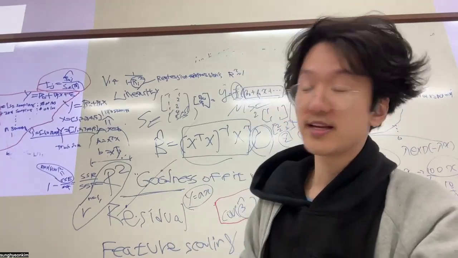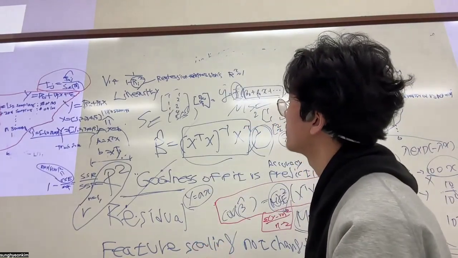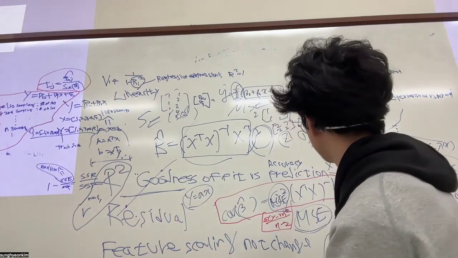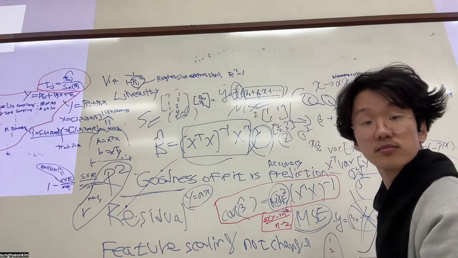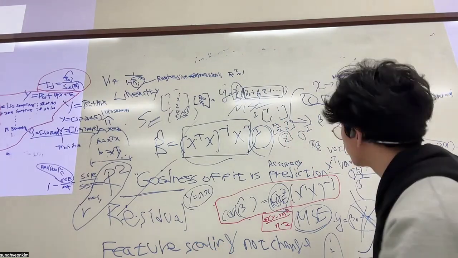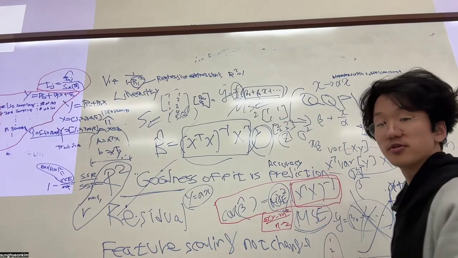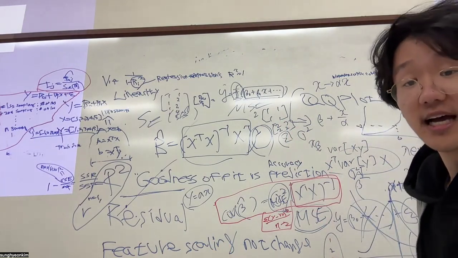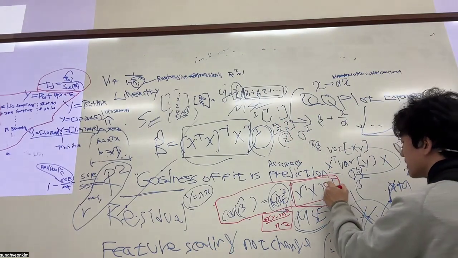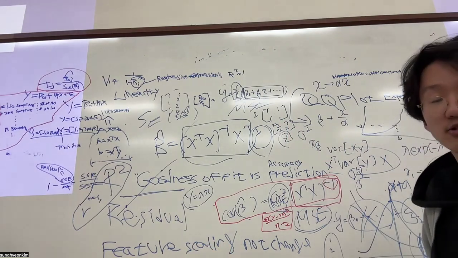When we calculate X transpose X inverse, which is this part, actually X transpose X is related to the covariance matrix, and the important part is the inverse. We should be able to invert it.